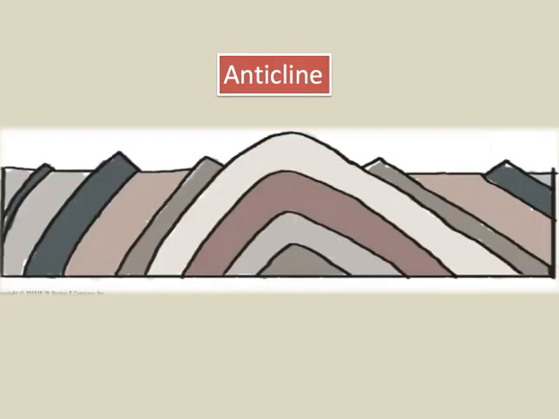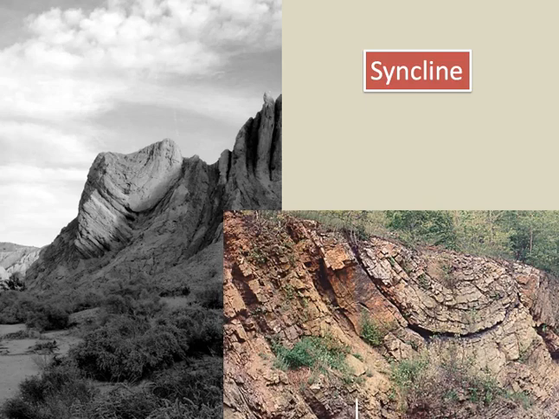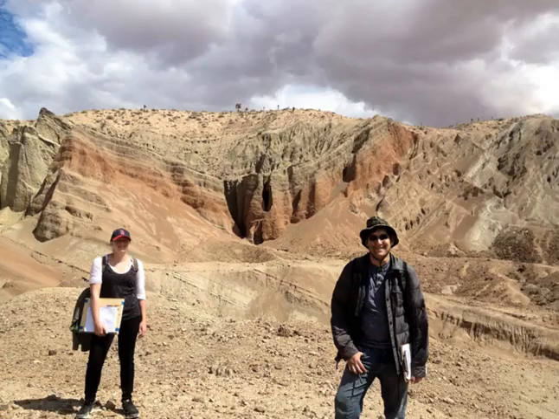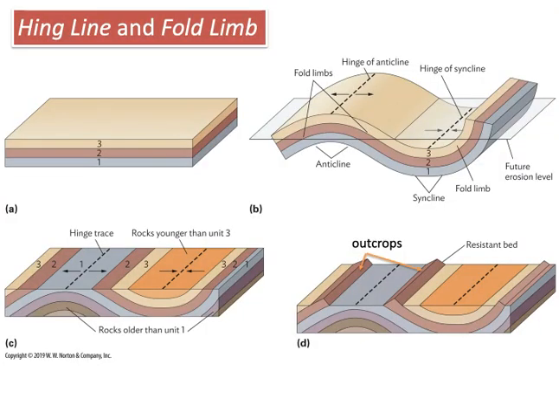Here's an example of an anticline in a drawing. Here's an anticline in real life. You can see the strata bent upwards. Here are a couple of synclines and another one here. The basic types of folds.